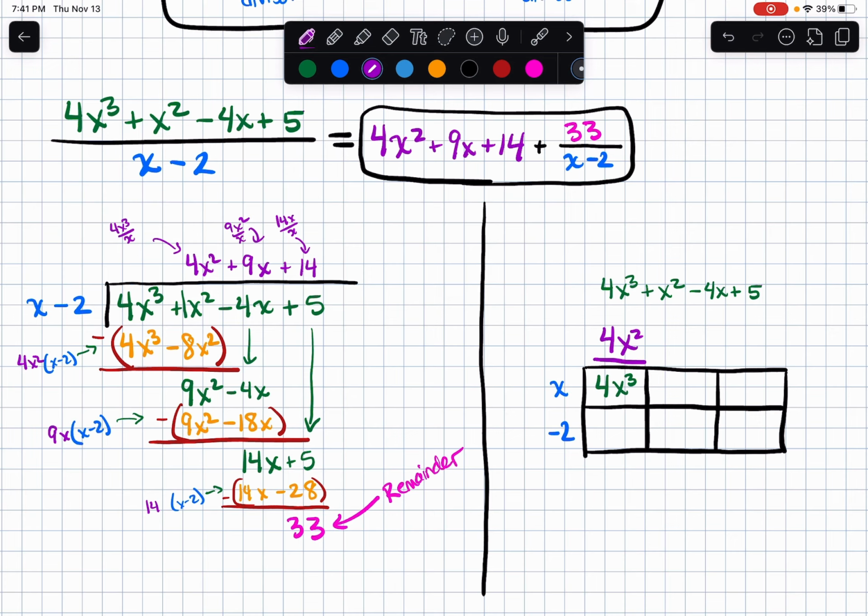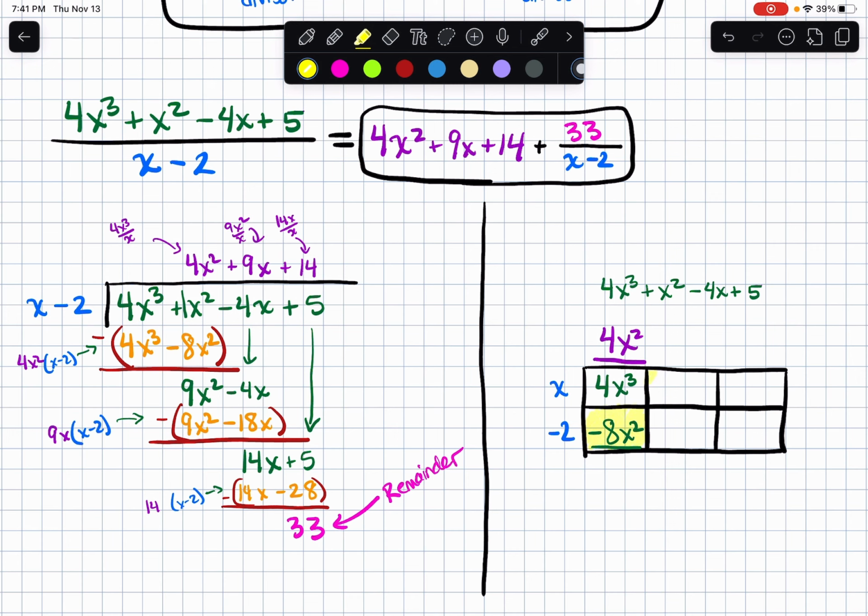If I have 4x squared up there, that tells me what's going to live down here. Because 4x squared multiplied by -2 must be -8x squared. Notice that this -8x squared is playing the same role as this one did over here in the long division. So this and this, we're doing the same thing, we're just visualizing it differently. So I have negative 8x squared, which means I've begun to get my quadratic second degree terms.